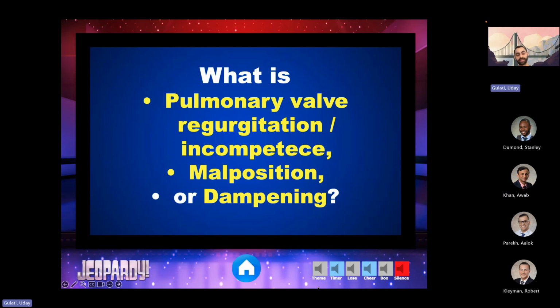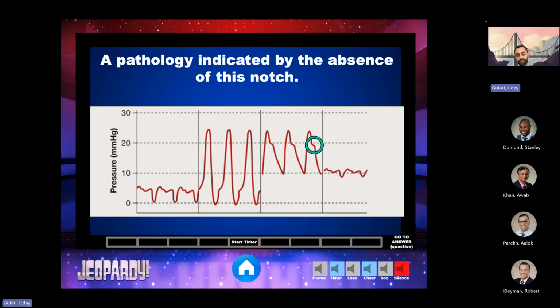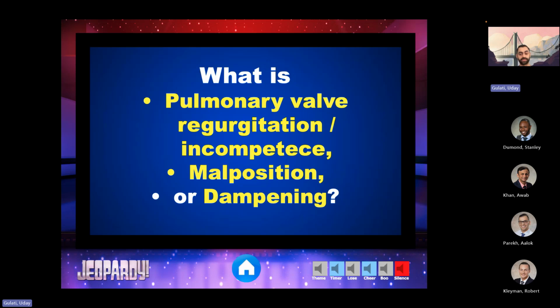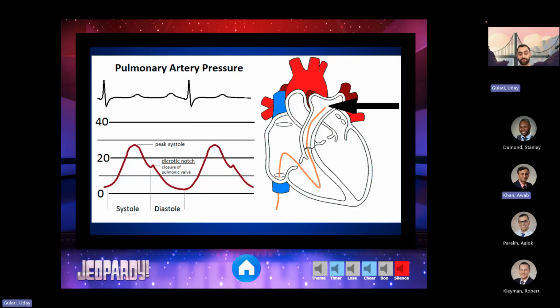So, exactly. You're looking at a PA catheter, and where specifically is that PA catheter right now in that green circle? It's in the pulmonic valve because of the diastolic step up. Yeah, absolutely. So you are looking at basically the PA, and the answer is it could be pulmonary valve regurgitation or incompetence. It could be malpositioning or it could be dampening, which we'll touch on more.